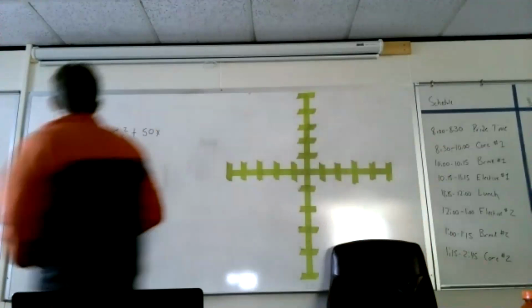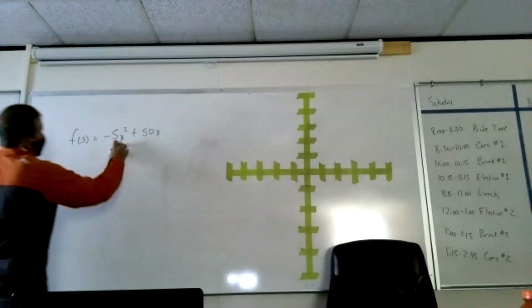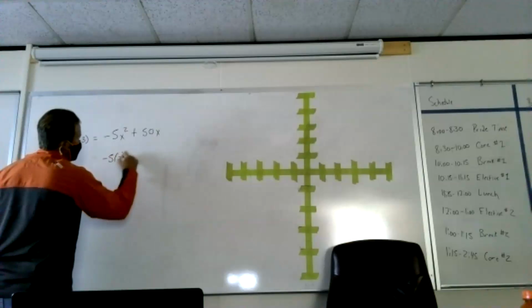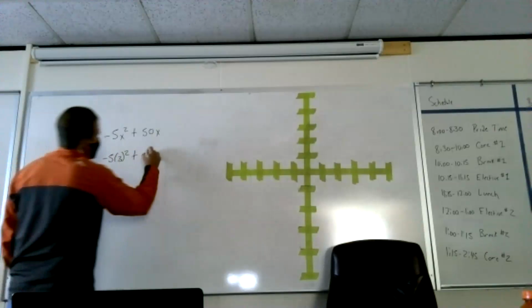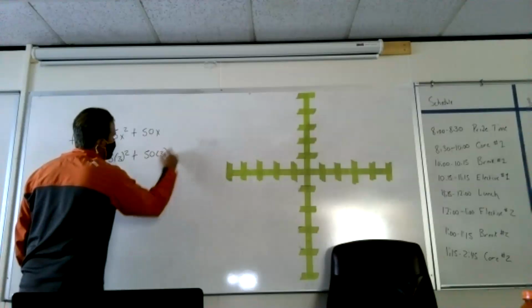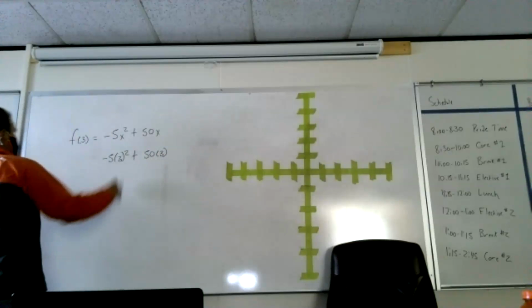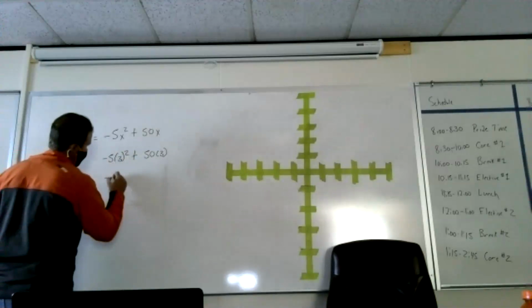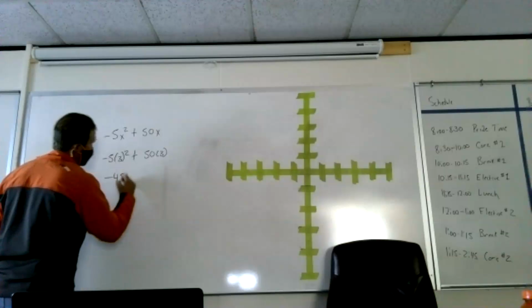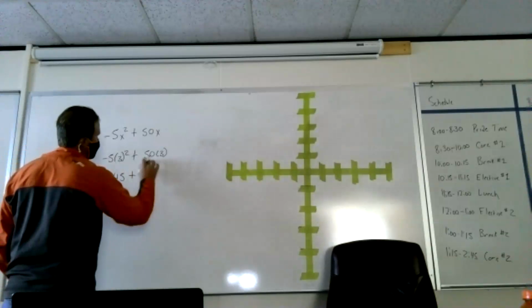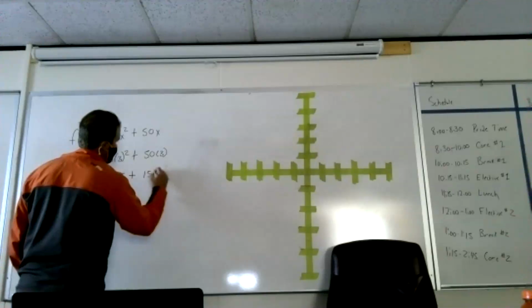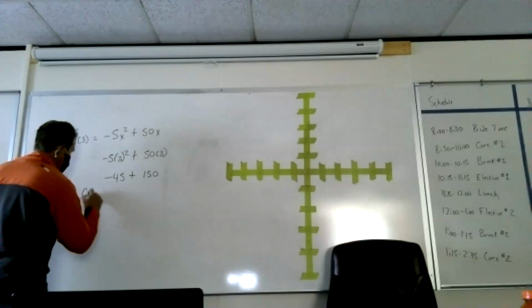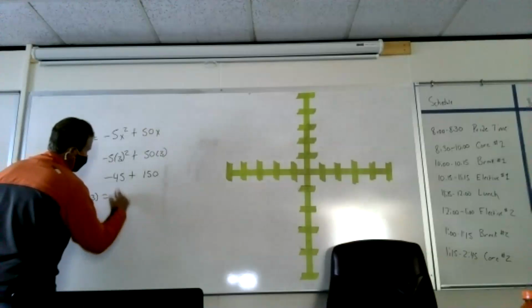Okay, so here I have negative 5x squared. If I'm going to plug in, that's negative 5 times the quantity of 3 squared plus 50 times 3. So now using order of operations, 3 squared is 9 times 5 is a negative 45, plus 50 times 3, which is 150. So if I combine these, I would get f of 3 is equal to 105.